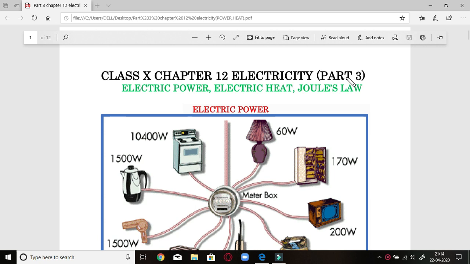Good evening, students. Today we will talk about the third part of chapter number 12, Electricity, class 10th, and we will deal with the subtopics electric power, electric heat and Joule's law of heating.